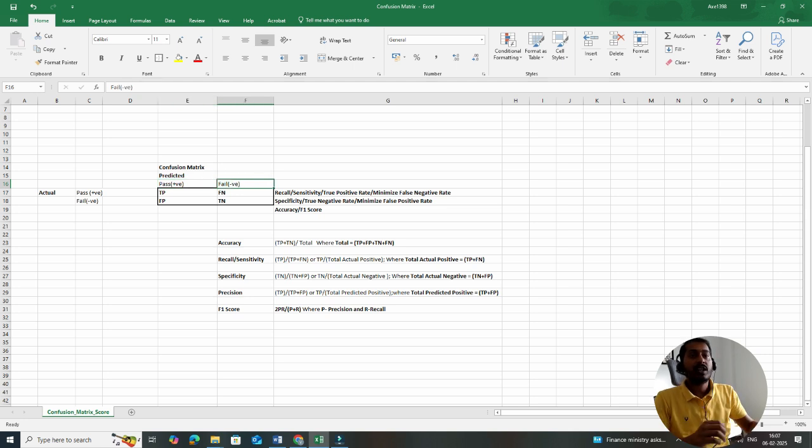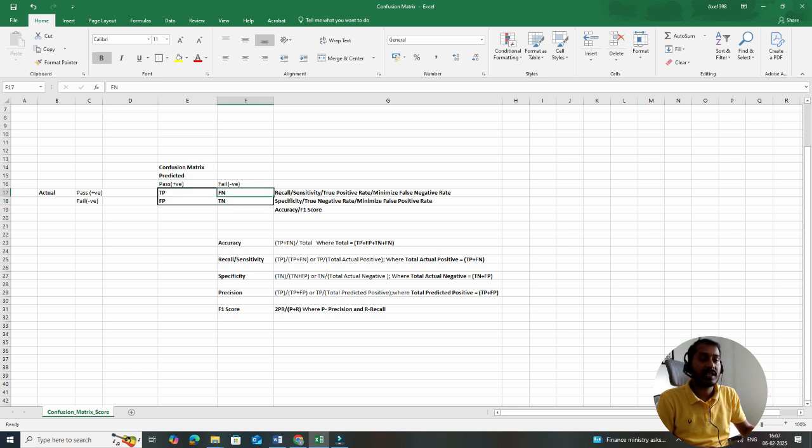All right, now based on that, if both the coordinates are positive, it is considered a true positive. If both the coordinates are negative, because row wise are the actual values, and in the predicted segment fail also, both coordinates are fail, negative, so it is considered a true negative. So true positive and true negative are here.